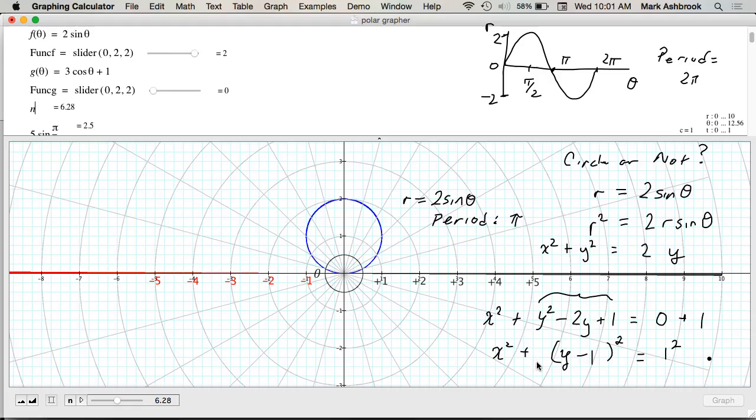So this is indeed a circle. The center is 0, 1, right? X minus a squared, y minus b squared. The center is a, b, right? So it's 0, 1. Radius is 1. So look, center we said 0, 1. There's the center, 0, 1 in rectangular coordinates. The point 0, 1. Radius 1, right? It reaches out a distance of 1 in all directions.